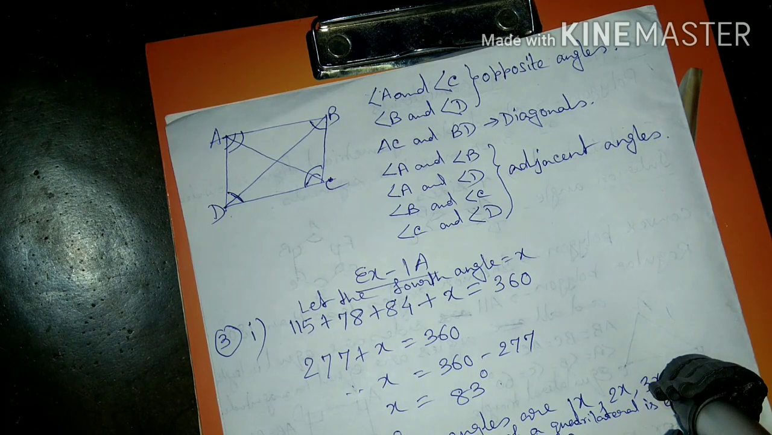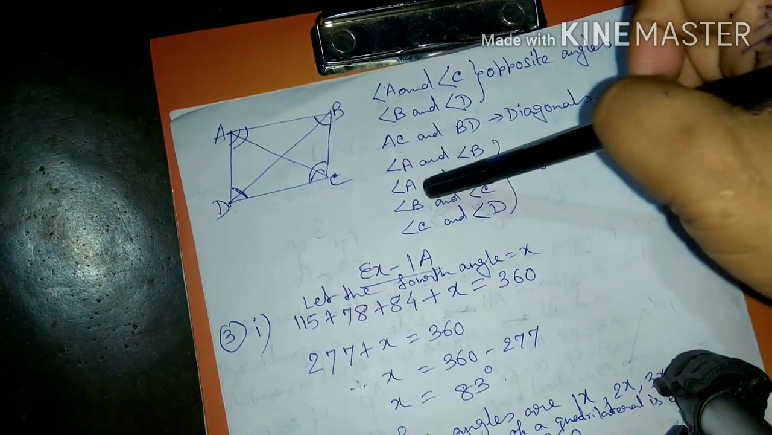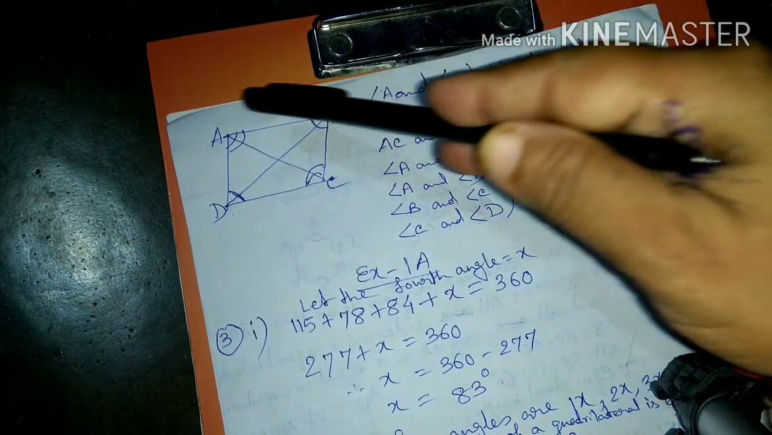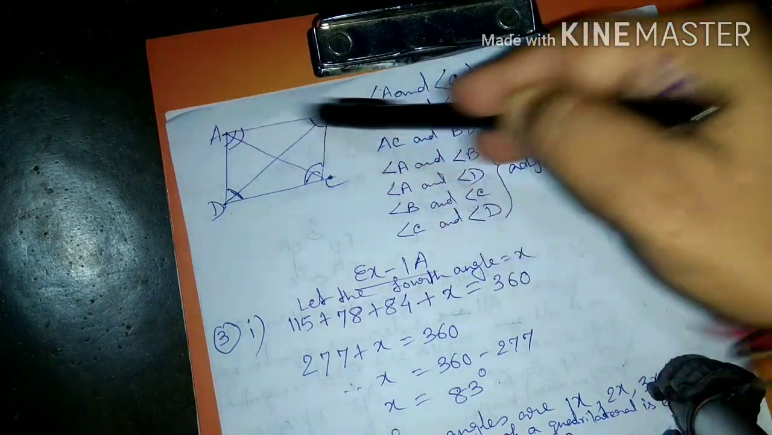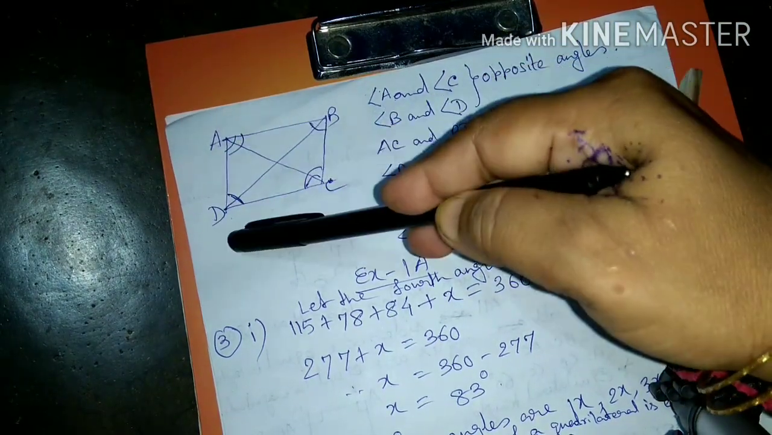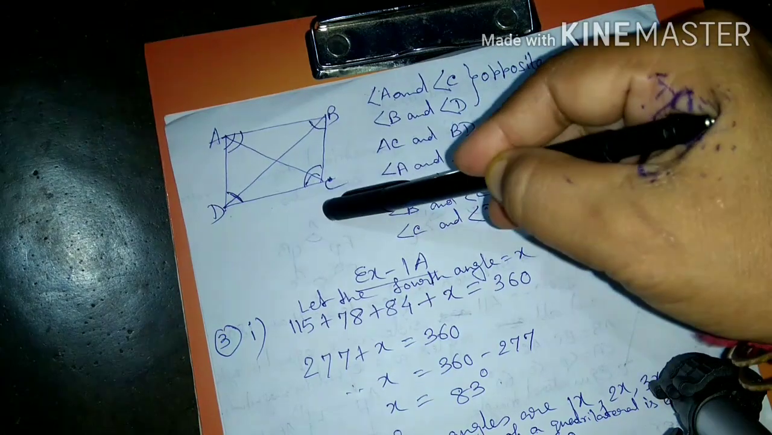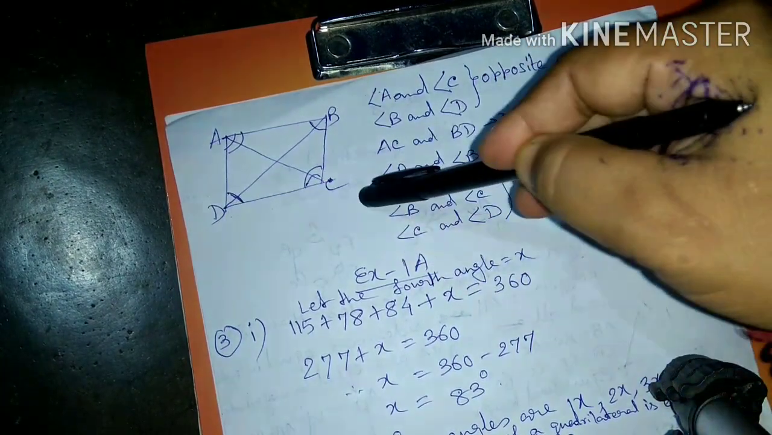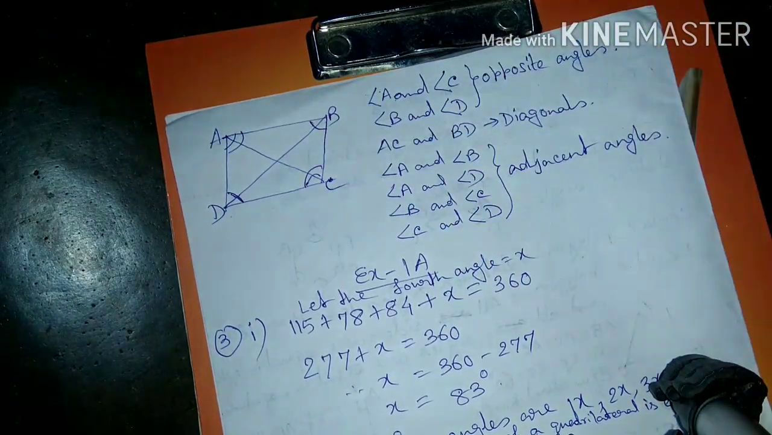As opposite angles are there, opposite sides are there. Similarly, adjacent sides are there, adjacent angles are also there. Those two angles which are side by side, like angle A, angle B. These two are side by side. Or angle A, angle D. These two are side by side. Angle B, angle C. These two are side by side. Angle C, angle D. These two are side by side. So they are called the adjacent angles. Alright. This is about your introduction of quadrilateral.